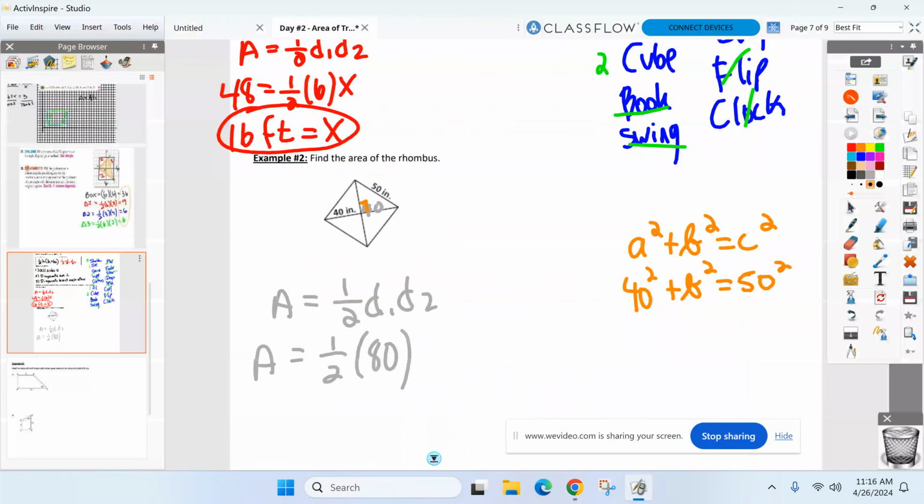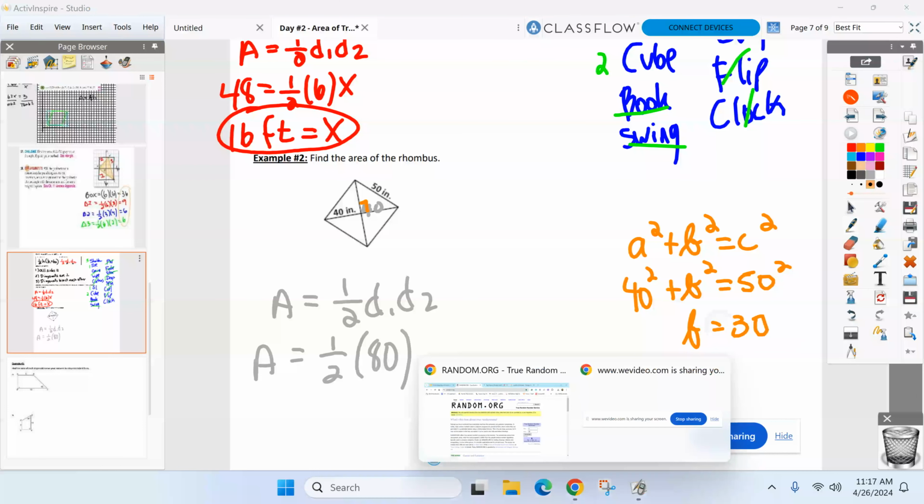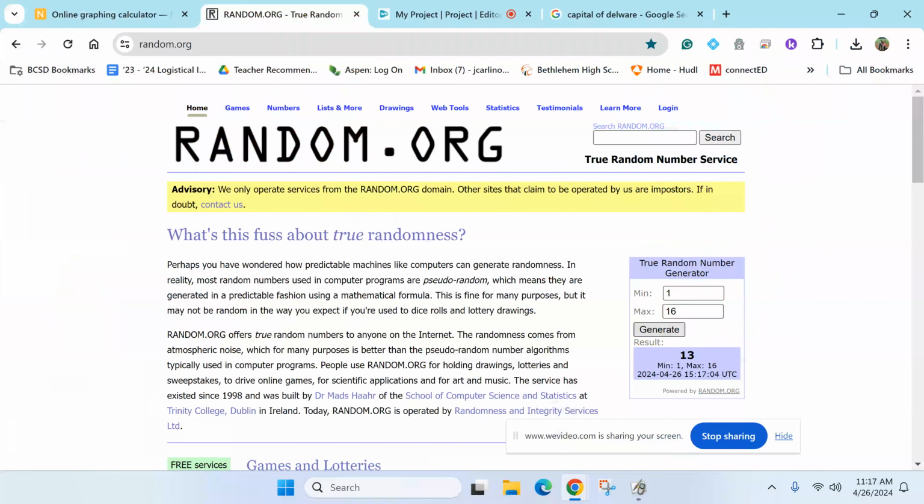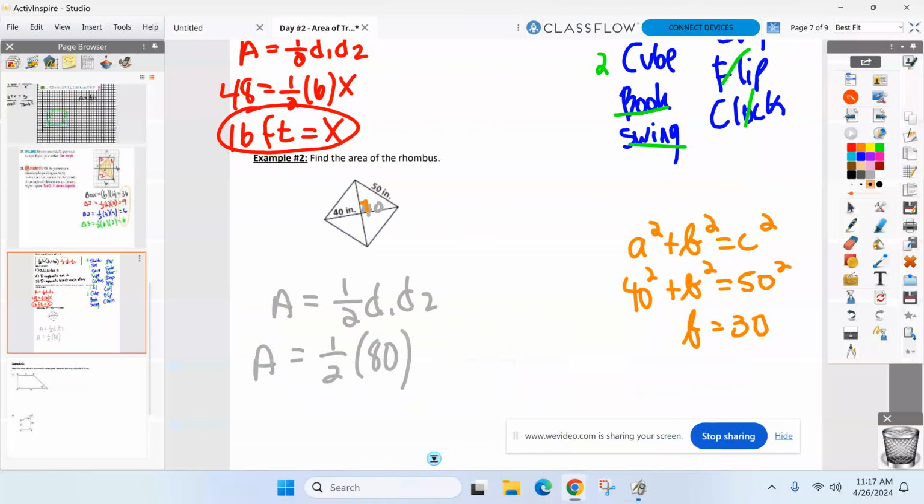Josh? 30. 30, good. Don't be tempted here. 30 is not going into the formula. What's going into the formula for area of a rhombus here? 13, Cassini, what do you have? 60, good. It's tempting once you find something to plug it in, but we got to double it first.